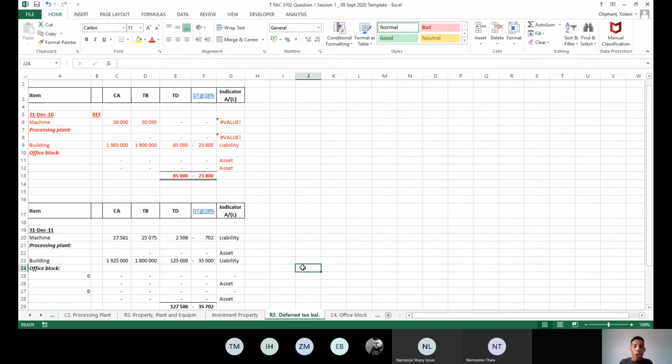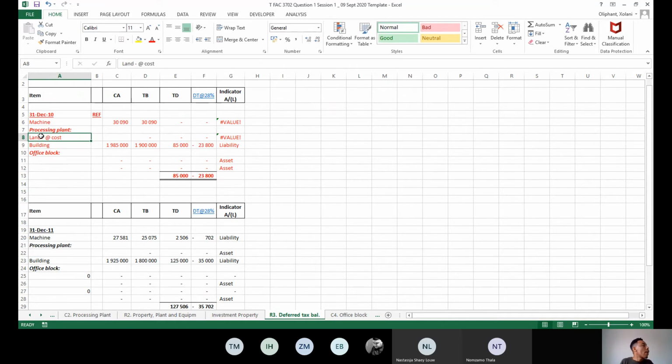But then we are not done with the processing plant, because the processing plant was made up of two things. There was land, there was building. We've only addressed building now. There is then another aspect that we need to address. It's going to be land.